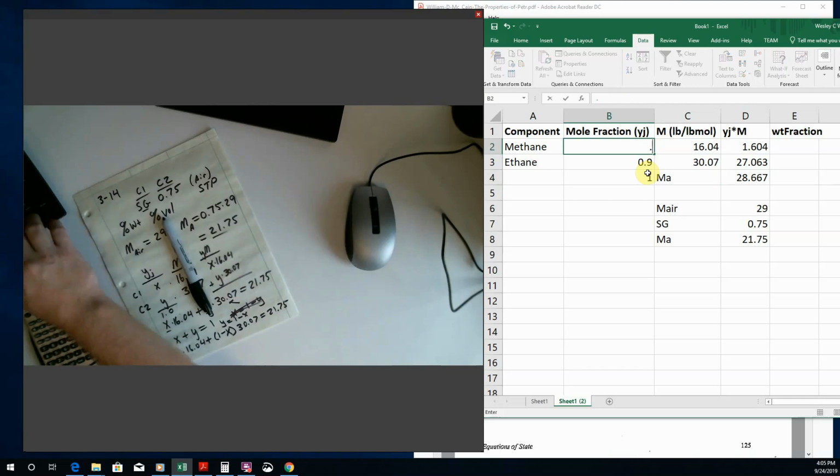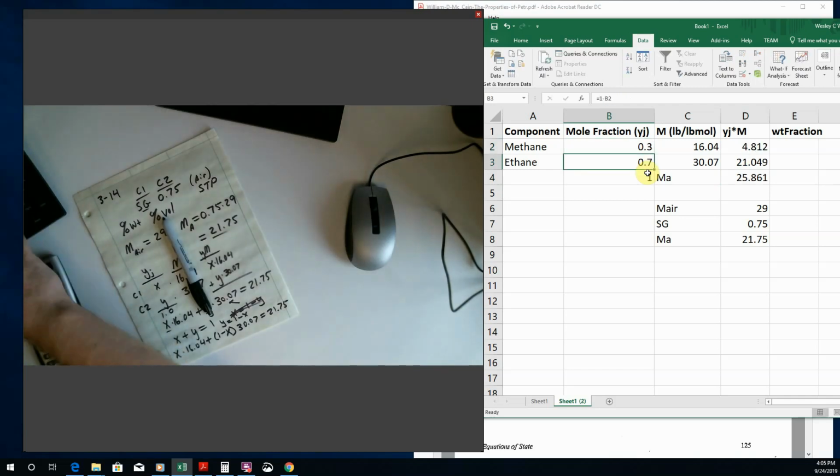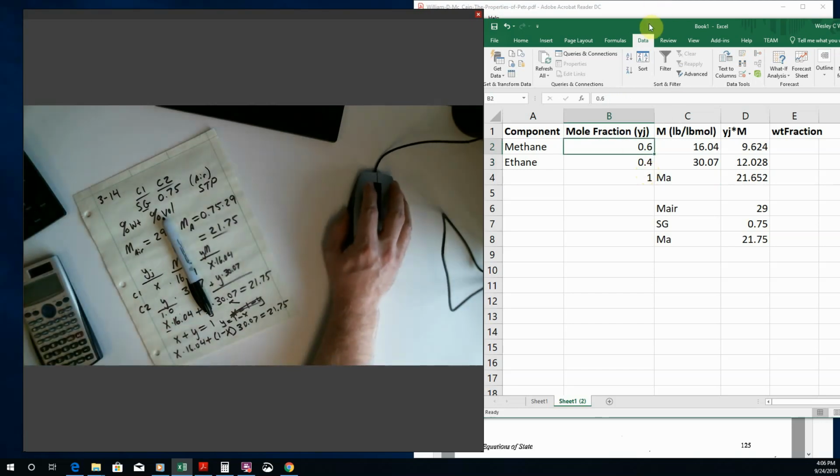Well, I could come here and keep guessing values until I got it. You know, there's closer, 0.4, 0.5, 0.6. Okay, see, I've gone too far. I can keep guessing. That's one way to do it. But there's a faster way to do that in Excel.